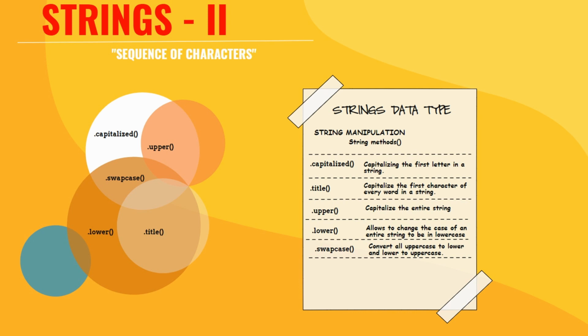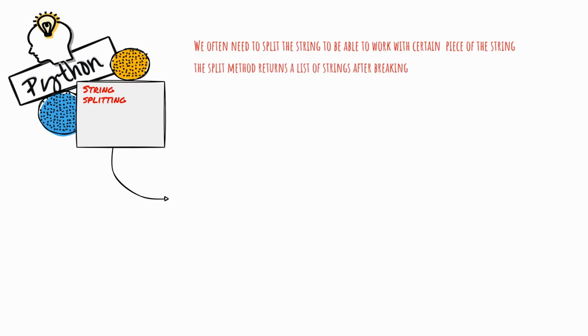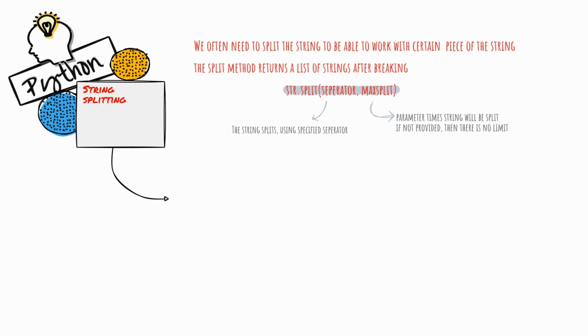So in this video, we'll cover two main topics: the split method and string modification using indexing. The split method returns a list of strings after breaking the given string by a specified separator. So string dot split, within the parentheses, will have the separator and the maxsplit. What is this separator? The string splits at this specified separator. If not provided, then the default value is white space. The maxsplit parameter is the number of times the string will be split. If not provided, then there is no limit.